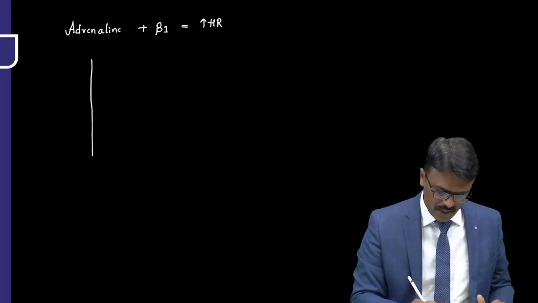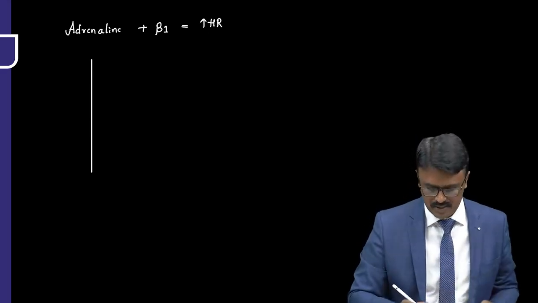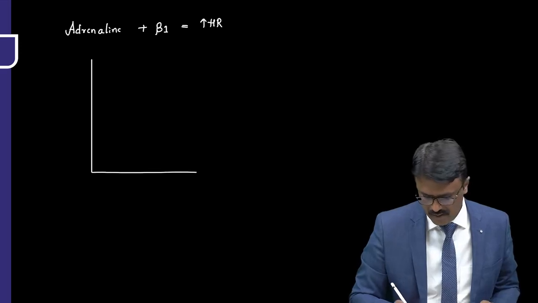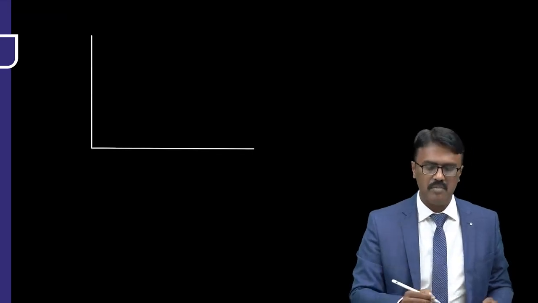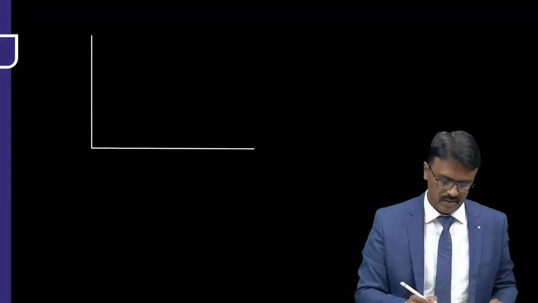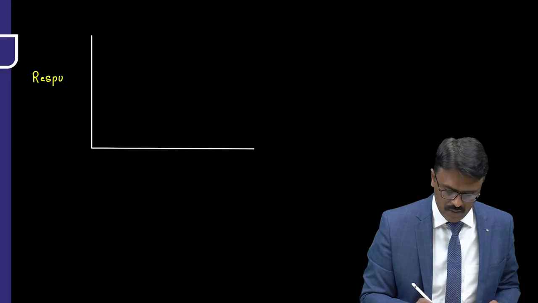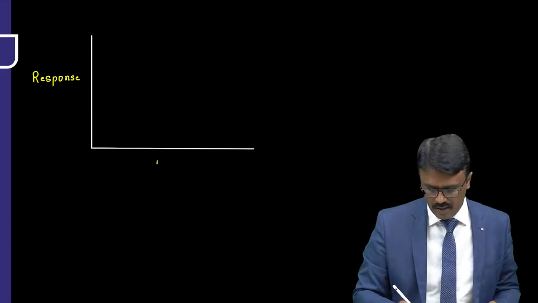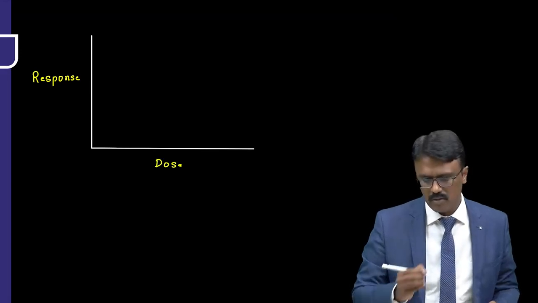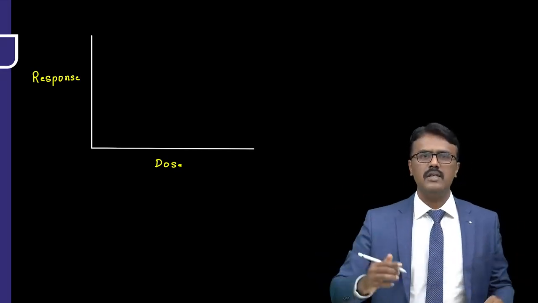This is the y-axis. Any graph, try to understand what is y-axis and what is x-axis. And this is the x-axis. Now, whenever you see that, please understand what is there in the y-axis. In the y-axis, what we represent is the response. For example, increase in heart rate. Now, in the x-axis, what we see is the dose of the drug.